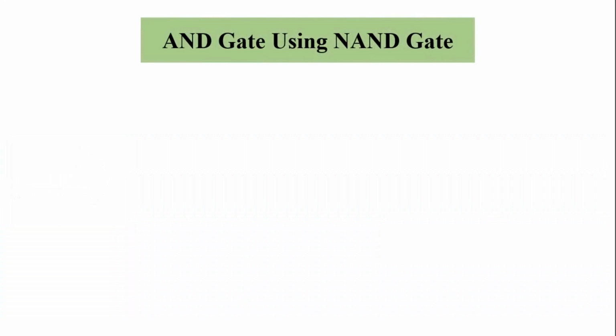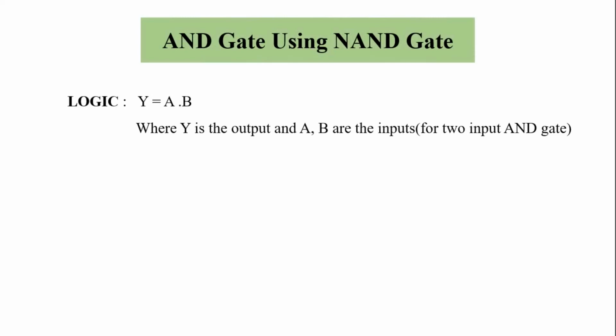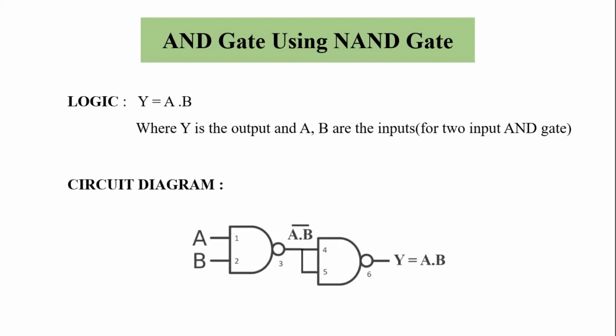Now we will make AND gate using NAND gate. Logic of two input AND gate: Y equal to A dot B, where Y is the output and A, B are two inputs. The circuit diagram of AND gate using NAND gate.